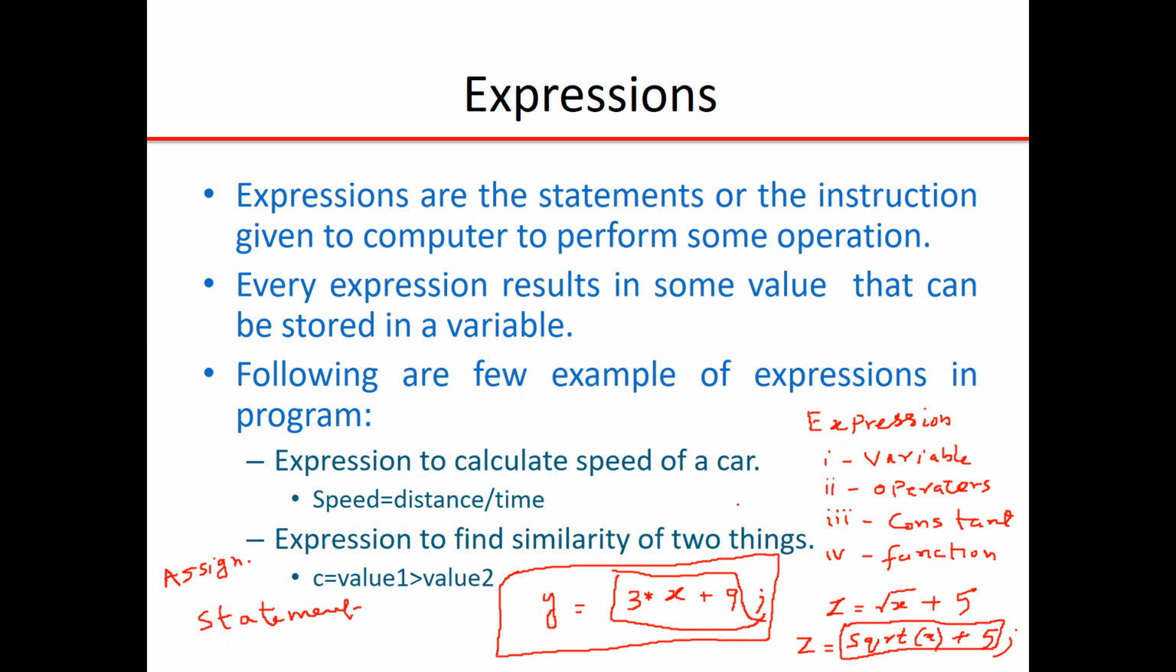These things must follow some specified rules. What are those rules? I cannot write this expression as into 3x 9 plus. All these things are here. Still we have operator, 9 is a constant, x is a variable. All the things are in this expression, but this is not a valid expression because expression follows some rules. The operator is in between, and on the left and right we may have variable or constant. These are the rules that must be followed by the programmer if you want to write any expression.